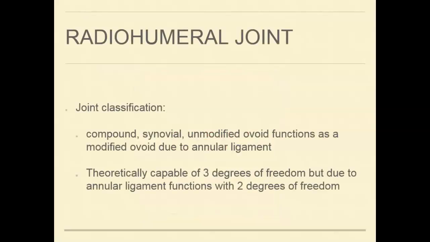The next joint that is included as part of the elbow joint is the radiohumeral joint. This joint is classified as a compound, synovial, unmodified ovoid joint. It functions as a modified ovoid joint, though, due to the constraint to movement from the annular ligament. It is compound because it is within the same capsule as the ulnohumeral joint. Theoretically, the joint is capable of 3 degrees of motion, but it actually only has 2 due to the annular ligament.